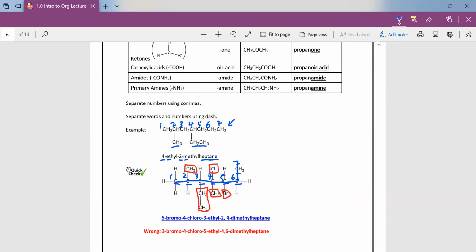At the fifth position, we have a bromo. Fourth position, we have a chloro. Third position, we have an ethyl. Second and fourth position, we have methyl. All good? The wrong answer would actually give you a much higher sum if you add up all the numbers.